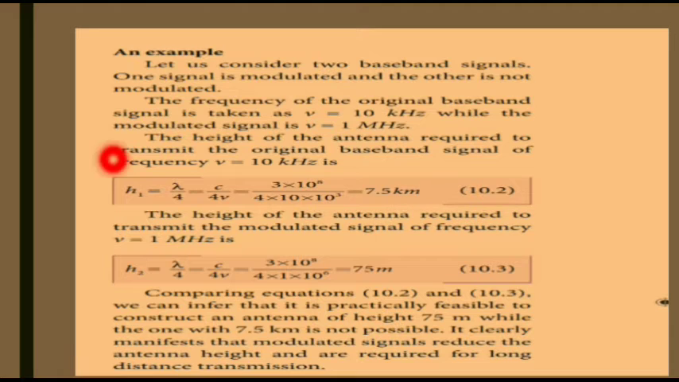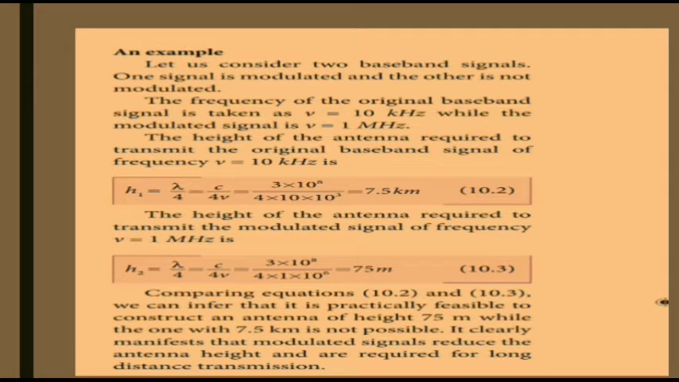And see the next one: the height of the antenna required to transmit the modulated signal of frequency 1 megahertz. The same type, but here megahertz. Mega means 10 power 6. Therefore, lambda by 4 is equal to c divided by 4 nu. C is the speed of light, 3 into 10 power 8, divided by 4 into 1 into 10 power 6. 10 power 6 is nothing but mega. So you will get 75 meters.